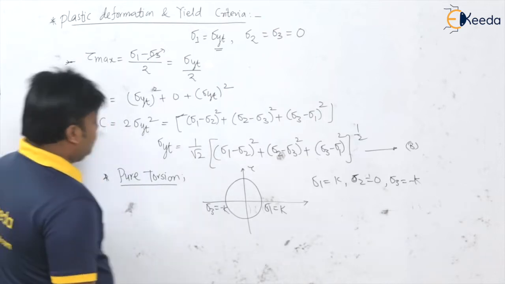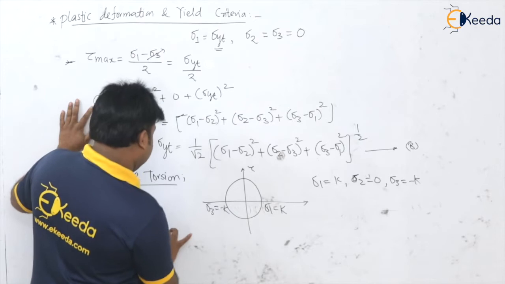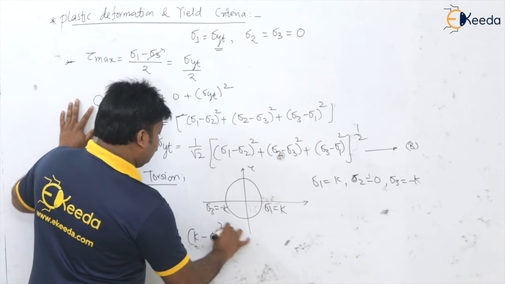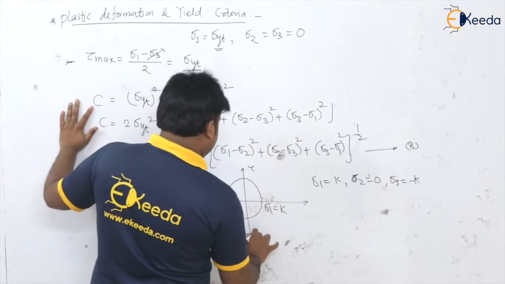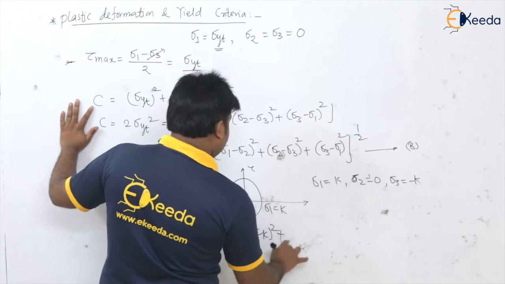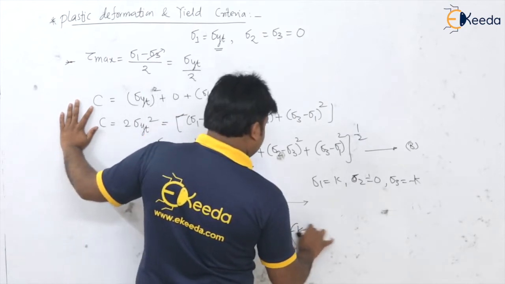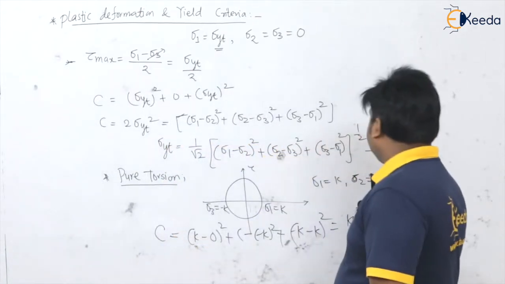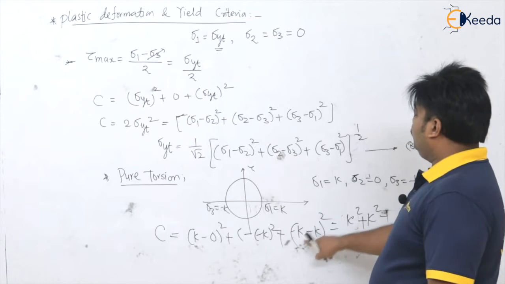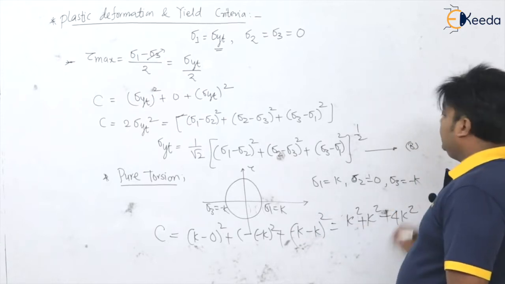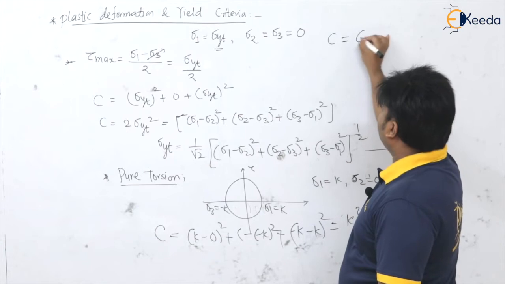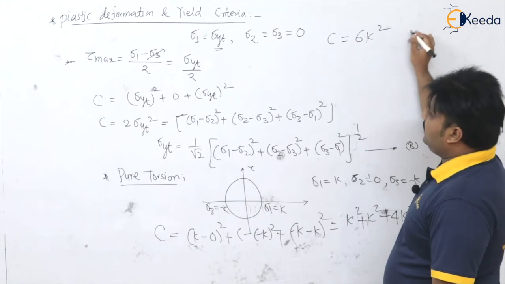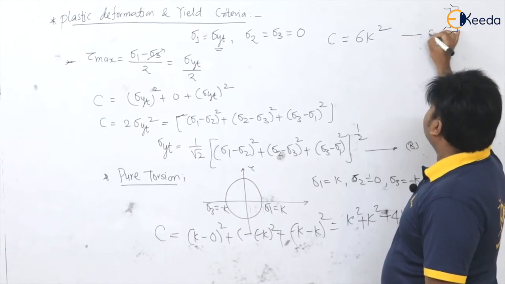What value can we get for C? So let us write here, C is equal to, sigma 1 is now k, sigma 2 is 0, whole square, plus sigma 2 minus sigma 3, that is minus of minus k, whole square, plus (sigma 3 minus k) whole square. So what we'll get here? This k square plus 2k square, that is 4k square, isn't it? So we'll get here C is equal to 6k square. Okay, so this is equation number C.